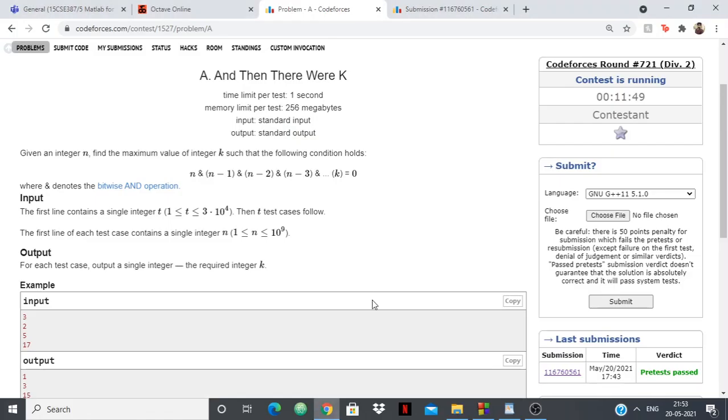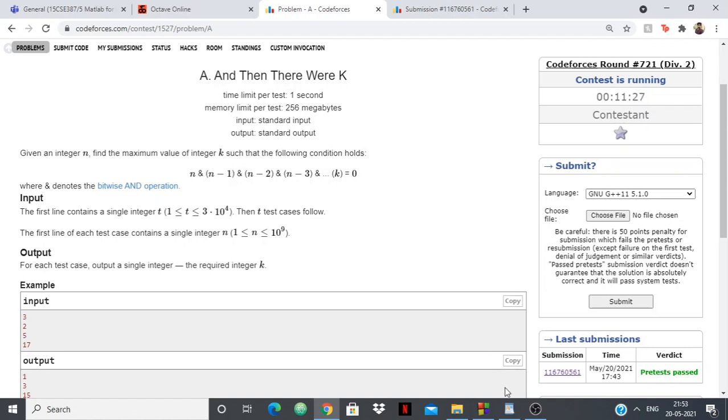Hello everyone, in this video we're going to see the solution to the Codeforces problem A of round 721 division 2, And Then There Were K, and then there were fewer. So given an integer n, find the maximum value of integer k such that the following condition holds: n AND n minus 1 AND n minus 2 all the way till k is 0. So we want to find the maximum value of k such that this is happening, and this is basically AND of everything, right? This is a very simple problem.